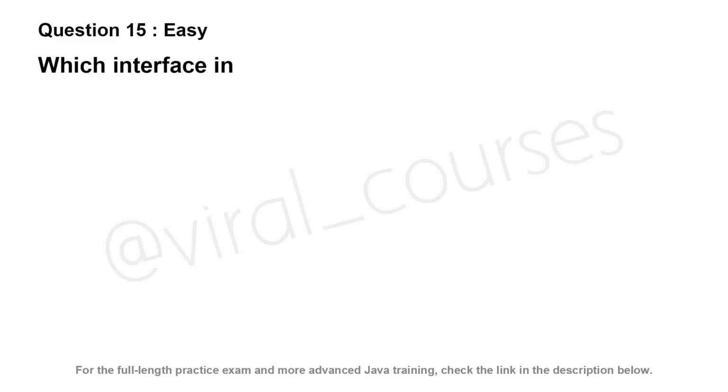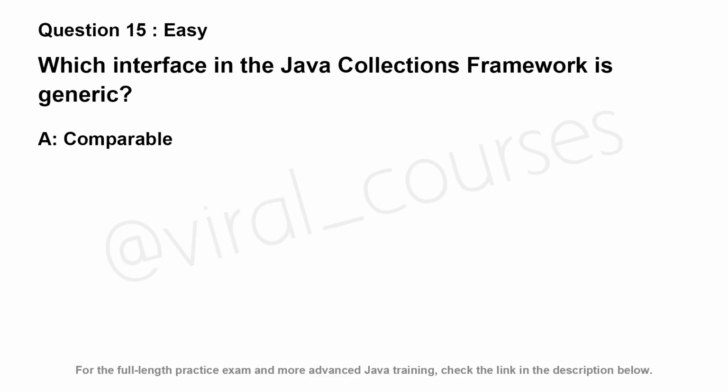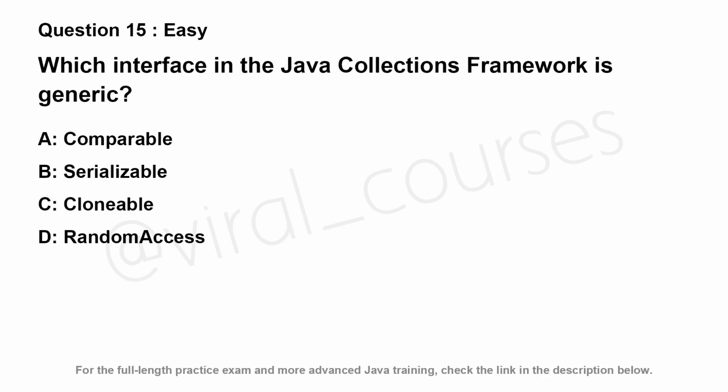Which interface in the Java Collections Framework is generic? Option A, Comparable. Option B, Serializable. Option C, Cloneable. Option D, RandomAccess.